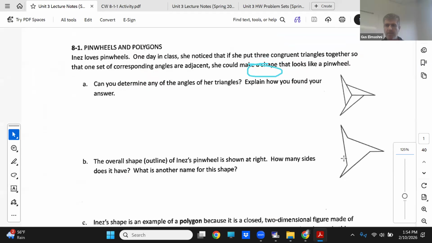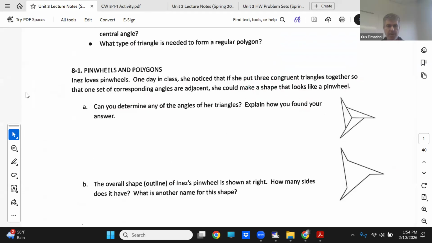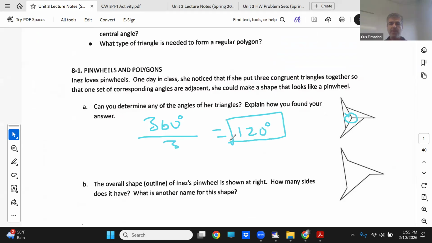So if I focus on this pinwheel here, how many degrees is that? And how many angles am I looking at? Three. So if I do 360 degrees divided by 3, you should get 120 degrees. Good. 120 degrees.